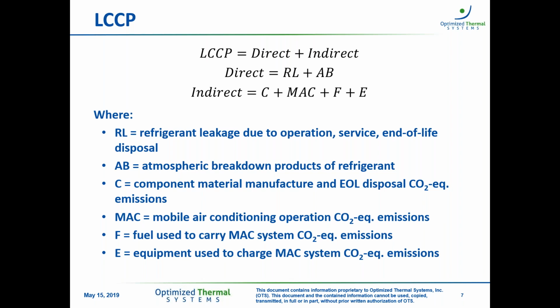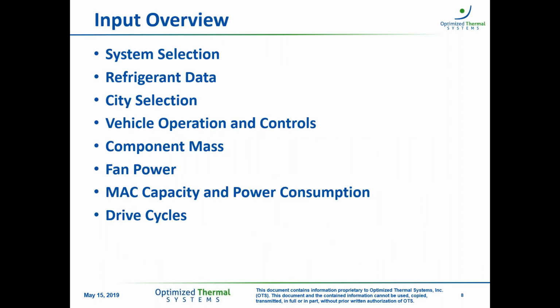For the indirect, this is made up of the CO2 equivalent emissions from the MAC component materials, the manufacture of those materials, the operation of the MAC system itself, the fuel used to carry the weight of the MAC system, and then also an assumption for the equipment used to charge the MAC system with refrigerant. So with that background, I'll switch over to the tool and give a walkthrough of the software and all of the inputs.